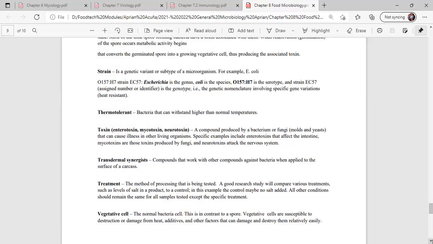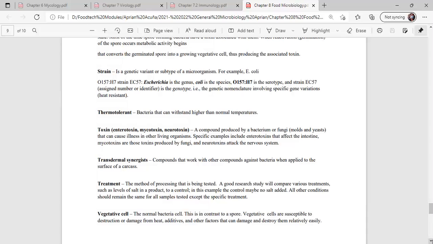Then you have your thermotolerant bacteria that can withstand higher than normal temperatures. You have your toxins. You have your enterotoxin, mycotoxin, neurotoxin, compounds produced by a bacterium or your fungi. Your fungi is under your molds and yeast category and can cause illness on other living organisms. Your enterotoxins affect the intestine, your mycotoxins are toxins produced by your fungi, and your neurotoxins attack the nervous system.